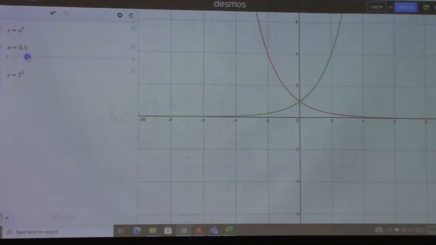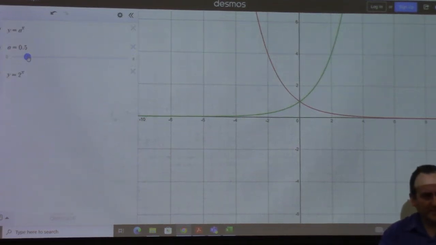You may have seen that in your science classes, perhaps. Have you guys seen e to the x? Do you know what this is? What's e to the x?